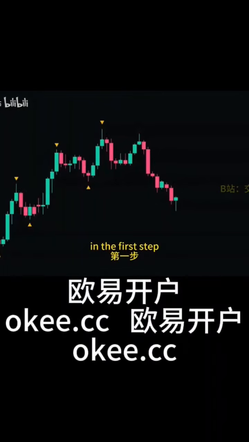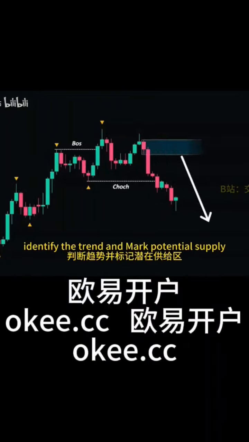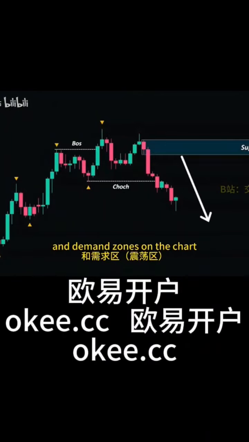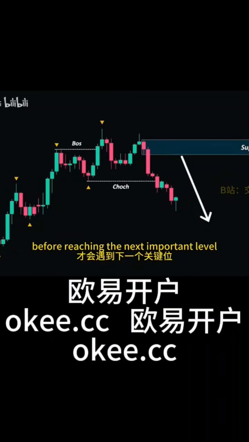In the first step, identify the trend and mark potential supply and demand zones on the chart. Also, check the higher time frame market structure to see how much room price has before reaching the next important level, in order to avoid entering a bad trade.